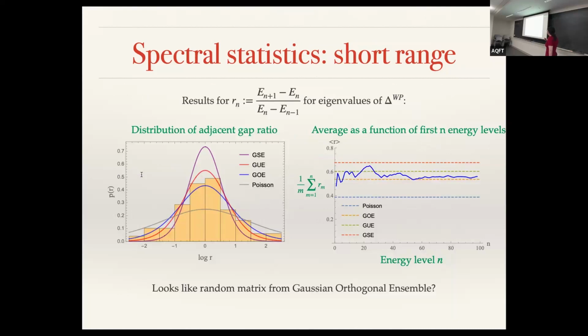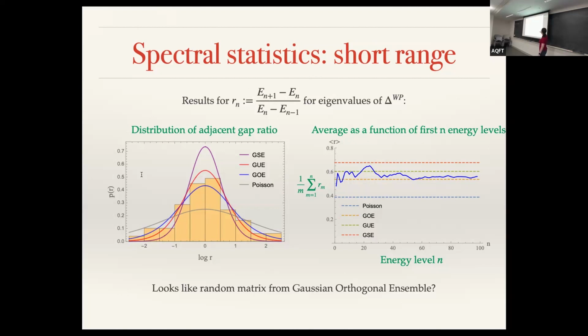So we don't have enough eigenvalues to get a really fine-grained plot, but generally, if we plotted with some binning the distribution of our adjacent gap ratio and compared to the probability curves that you would expect from the different random matrix ensembles, as well as the average of the gap ratio as a function of the first n energy levels.